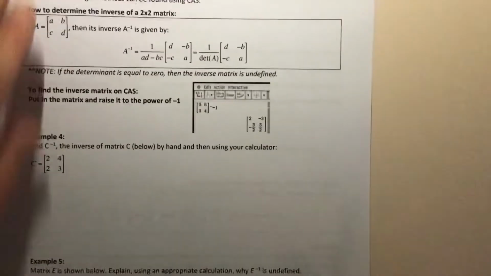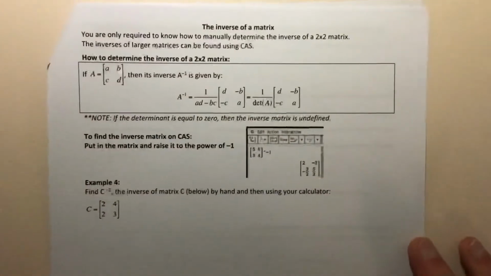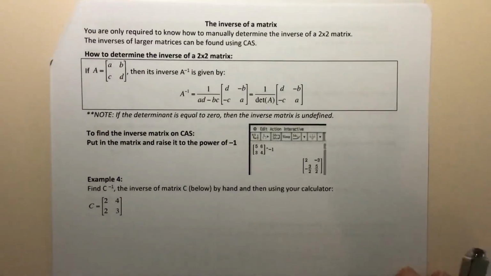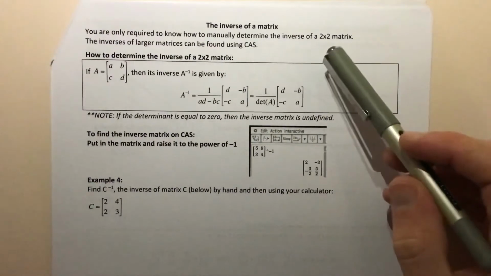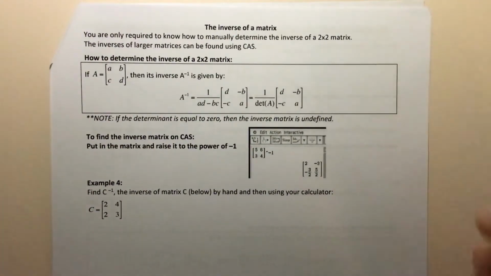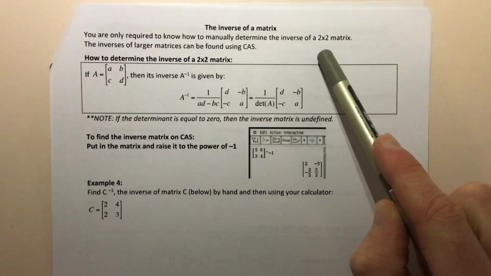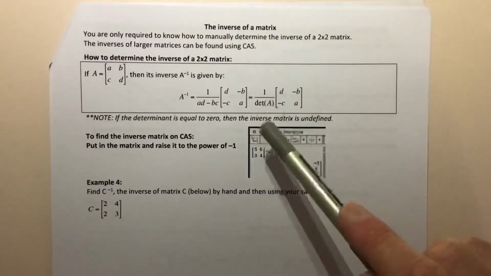So we've talked about the identity matrix and we've talked about the determinant of a matrix. Now we're finally at the point where we can work out the inverse of a matrix, which is what we've been building towards. So the inverse of a 2 by 2 matrix, and this is important, again, like the determinant, you'll only ever have to know how to manually determine the inverse of a 2 by 2 matrix. If it's bigger, you'll be able to use your calculator.